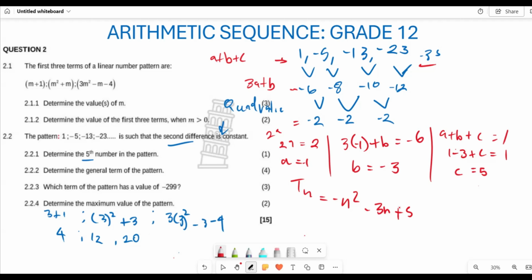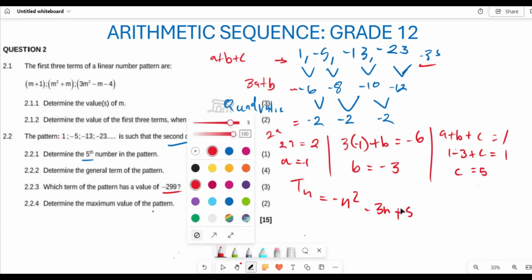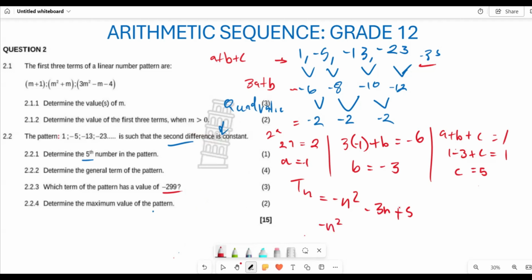Now they are saying which term has the value that is equal to -299. Now, how do we then do this? How do you do this, right? You take the same pattern. This is given by -n squared minus 3n plus 5 is equal to -299, right? Are we fine, right? So basically that's how we are going to do it.